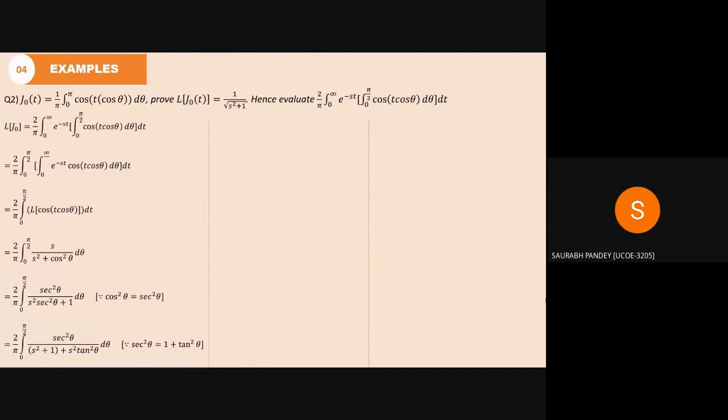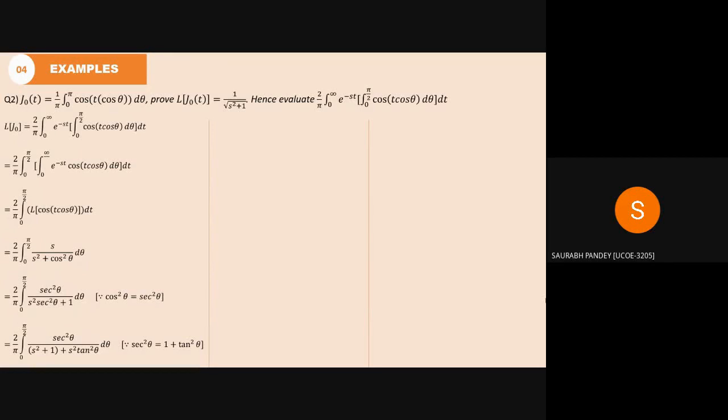The second question is J naught of t equals 1 by pi, integral from 0 to pi of cos(t cos theta) d theta. This is similar to the previous sum. What we have been asked is to evaluate it.